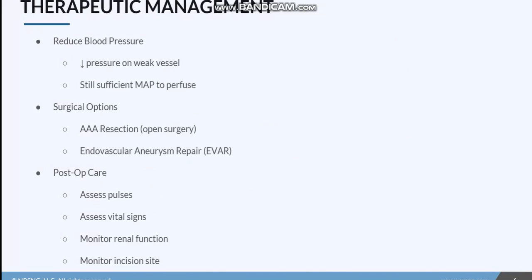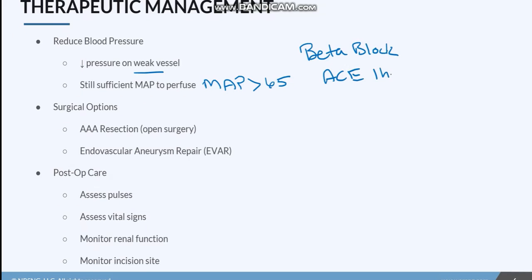So the number one thing we can do for a patient with an aneurysm is manage their blood pressure. The goal is to decrease the pressure that's put on that weak vessel, but still have a sufficient MAP to perfuse the rest of the body. Usually that means we want a MAP greater than 65, not much higher than that, because then we can cause more pressure. So of course we'll use the normal things like beta blockers, or we can use ACE inhibitors, just depends on the patient and what's appropriate for them.